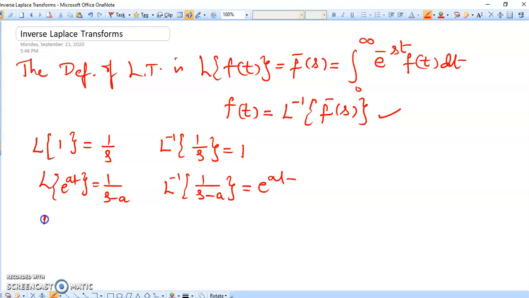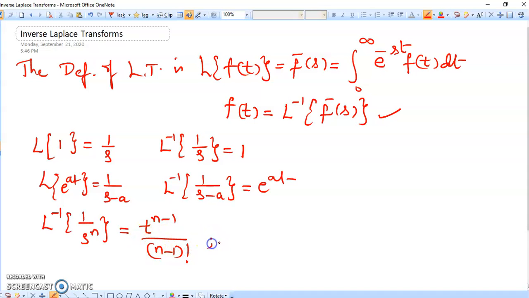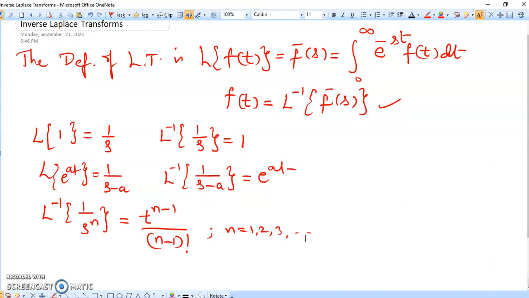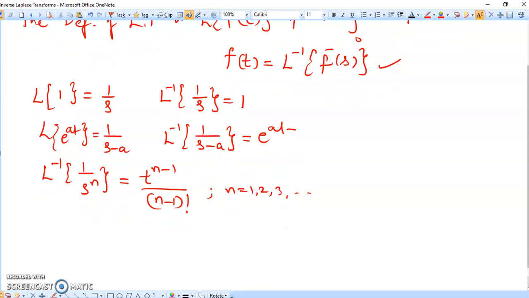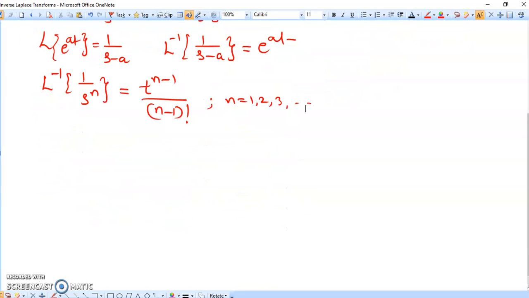Like that, all the other definitions will follow and we can easily remember all the standard results. For example, if you have L inverse of 1 by s to the power of n, how will we write it? This is t power n minus 1 by n minus 1 factorial, where n is equal to 1, 2, 3 and so on. Because we know that the Laplace transform of t power n is n factorial by s to the power of n plus 1.